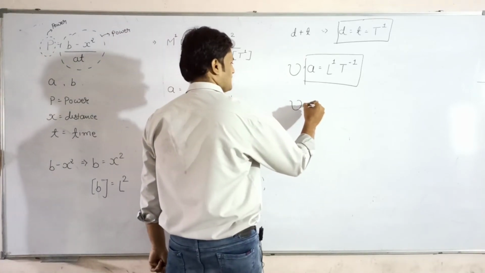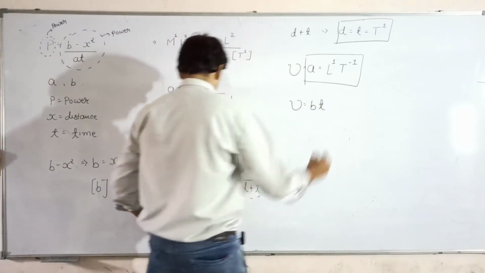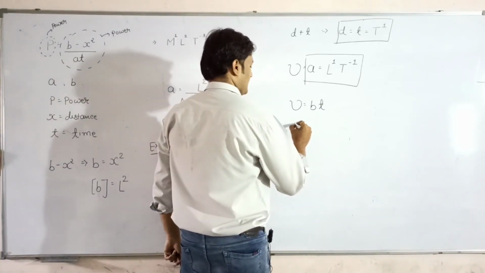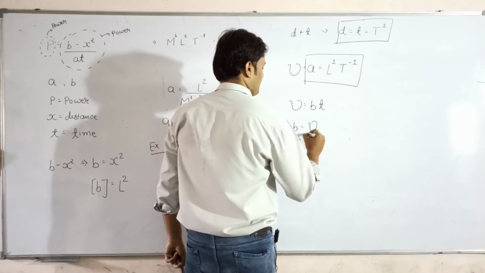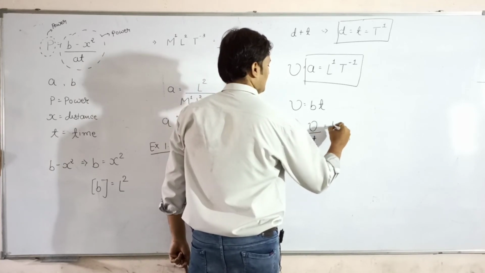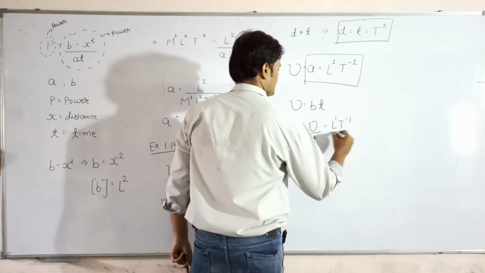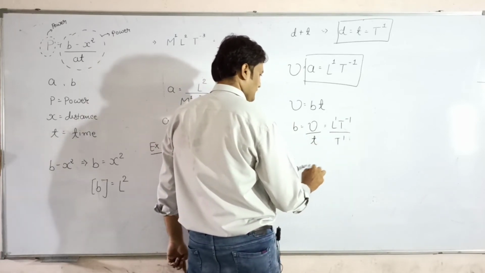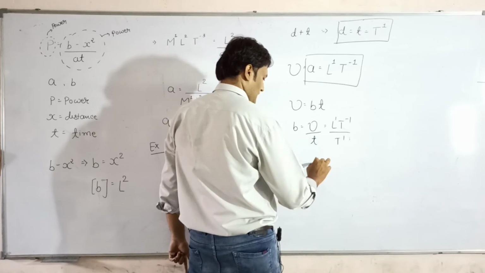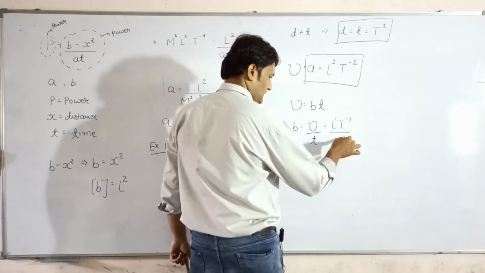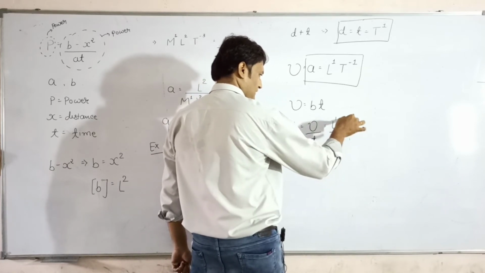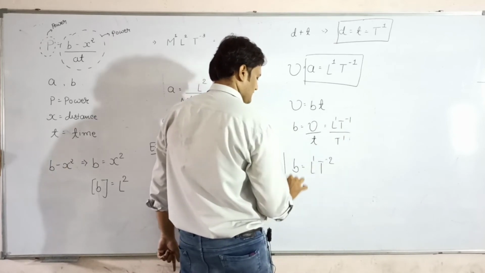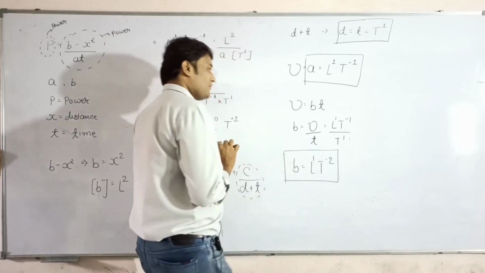v is equal to Bt. This is velocity, this is also velocity. So B is equal to v upon t. v is equal to L1 T minus 1 and this is T1. So B is equal to L1 T minus 1 coming to the numerator, it is L1 T minus 2. So here we have to find out B.